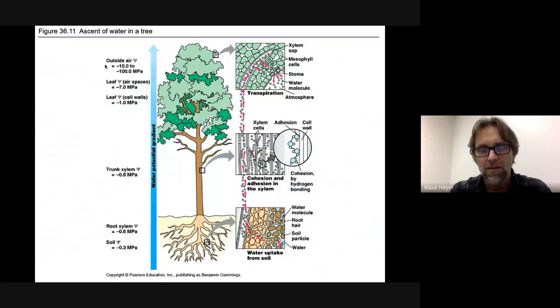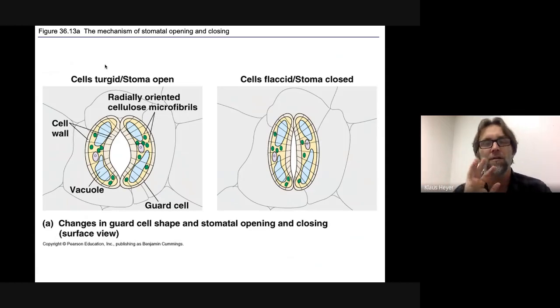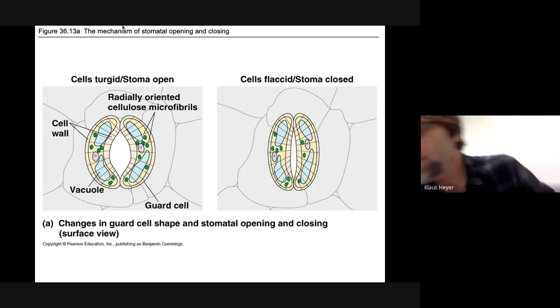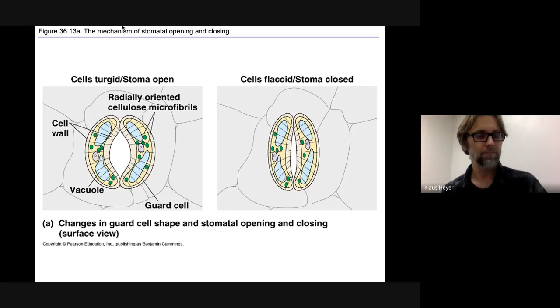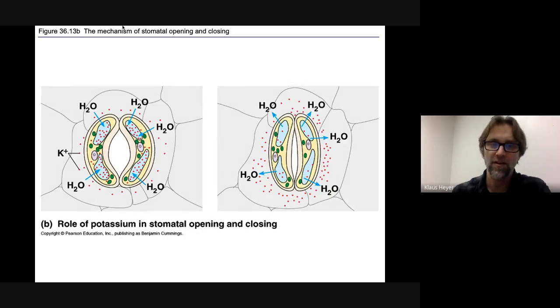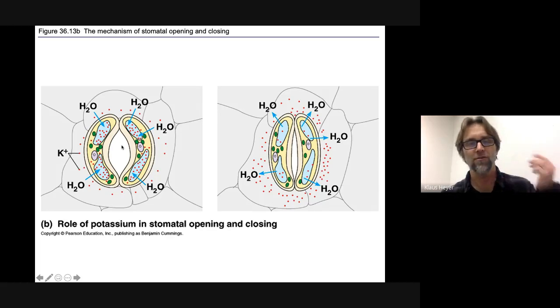Question 3, how do stomata work? How do they open? How do they close? Well, they open because potassium is put into the vacuoles, and then water follows the potassium. That's it. That's the next slide, right? Potassium's the red dots. Potassium went into the vacuoles, so hypertonic, and then the water followed the potassium into the vacuoles, and that opened this up. So that's a third question.